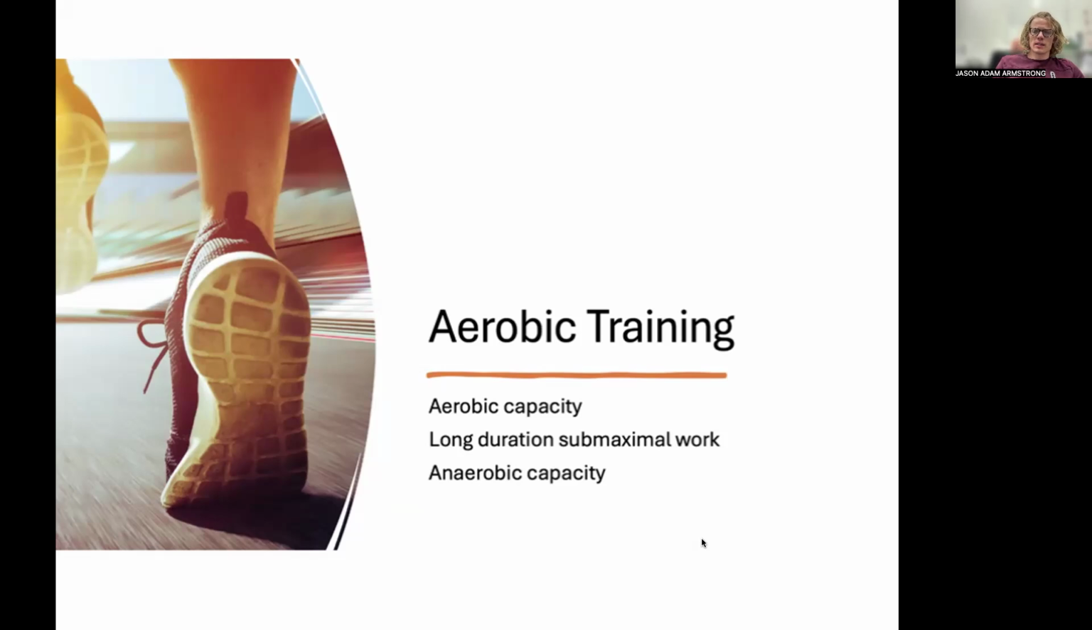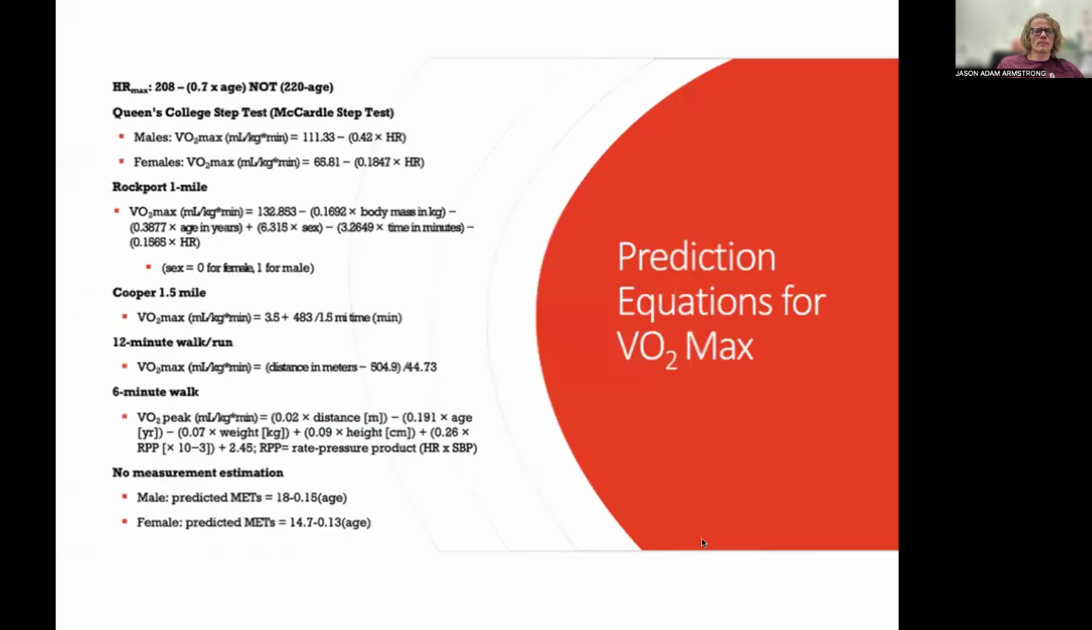General aerobic training guidelines are 3 to 5 days a week. So that's my frequency, 20 to 60 minutes, depending on intensity. And intensity is generally 40 to 89% of your heart rate reserve. And we'll go into that in a moment. Before we do that, aerobic capacity is measured with an estimation of VO2 max, generally speaking.